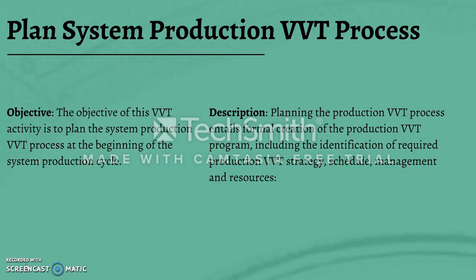The next activity is Plan Systems Production BBT process. The objective here is to plan the system production BBT process at the beginning of the system production cycle. Planning the production BBT process entails formal creation of the production BBT flow, including the identification of required production BBT strategy, schedule, management, and resources.